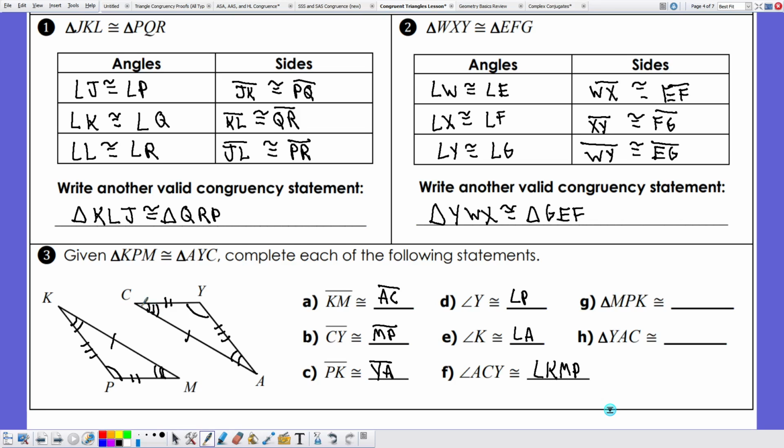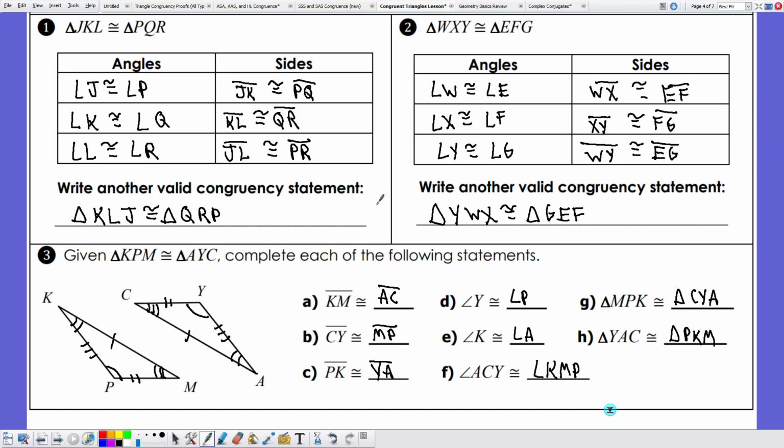Then it says triangle MPK. Well, M is the third letter. Then we have P and then K. So it's kind of like the order here, just reversed. So I'm just going to reverse the other triangle and get CYA. Then triangle YAC is the second to the first to the third letter. To match up with that, it would be the second letter P, first letter K, last letter M. So triangle PKM.